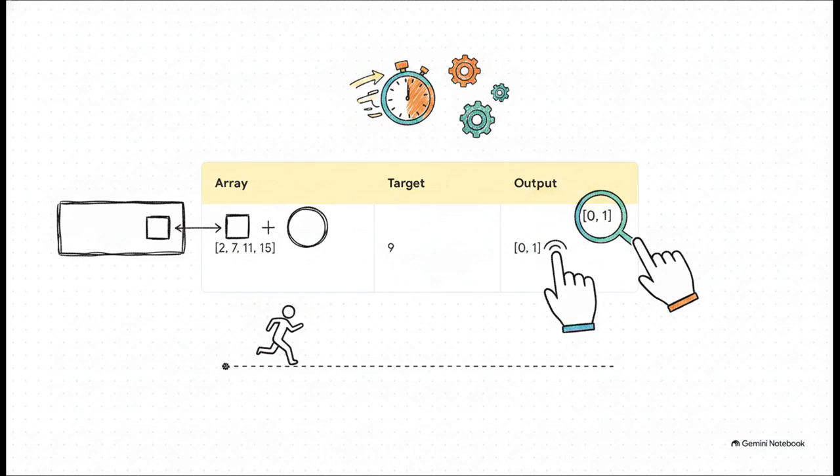If our array is 2, 7, 11, and 15, and our target is 9, our output is going to be 0 and 1. Why? Well, because the number at index 0, which is 2, plus the number at index 1, which is 7, equals 9. It's that simple. But with arrays sometimes having up to 10,000 elements in real interviews, optimization really matters. So let's first look at the obvious way.